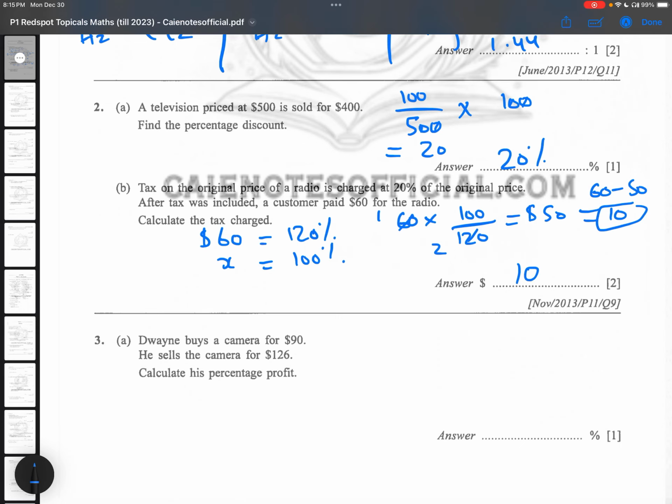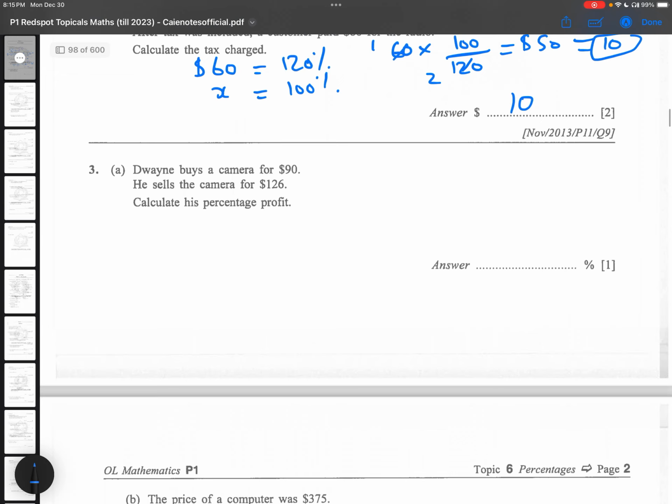Now let's move to question number 3. It says Dwayne buys a camera for $90. He sells the camera for $126. We have to calculate the percentage profit. They're asking us to calculate the percentage of profit.